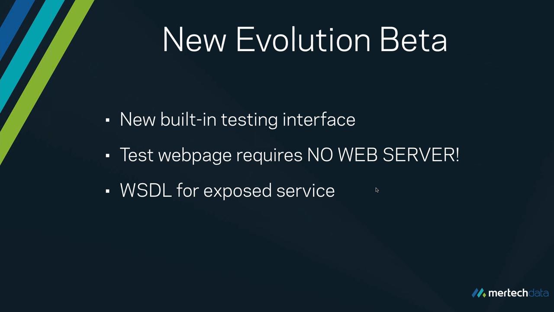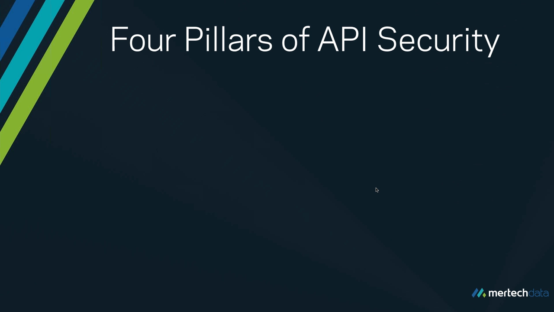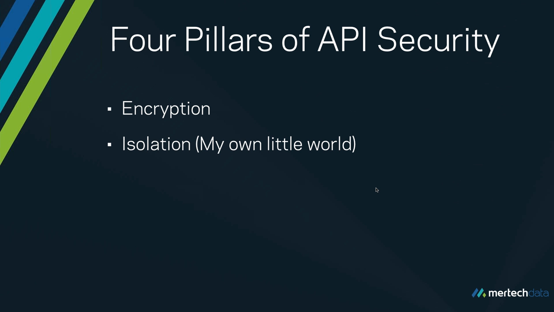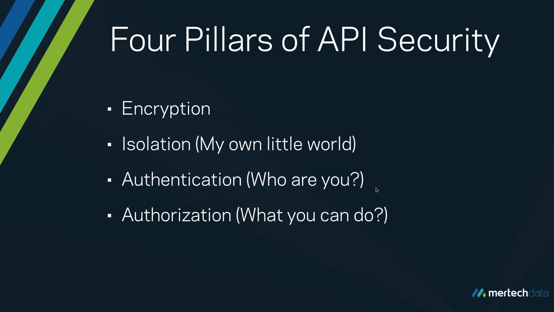So the real topic we wanted to talk about today centers around Evolution security. And when we talk about Evolution security, of course, we're talking about API security. There are really 4 areas of security, or 4 pillars, that we're going to discuss in detail. These are encryption; isolation, which is basically the idea of making sure that an API call stays within the context of what that user or that API call should be doing; authentication, so who are you; and then separately, authorization, what you can do.